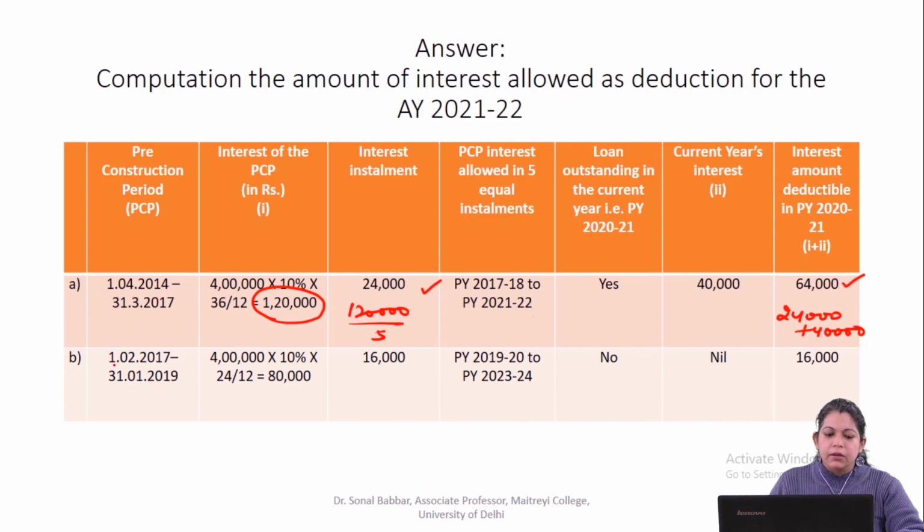In case B, the pre-construction period is 1st February 2017 to 31st January 2019, which is a 2 years period. So 4 lakh into 10% into 24 by 12 gives us the aggregate interest of 80,000, divided by 5 will give 16,000. So this is the annual installment. The PCP interest will be allowed in 5 equal installments starting from the year in which the construction gets completed. So previous year 19-20 till previous year 23-24. Is loan outstanding in the current year? No. Therefore, current year's interest is nil and only 16,000, that is interest for the pre-construction period, is allowed in this example.